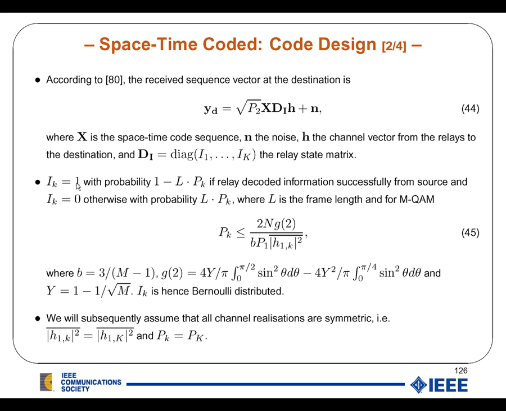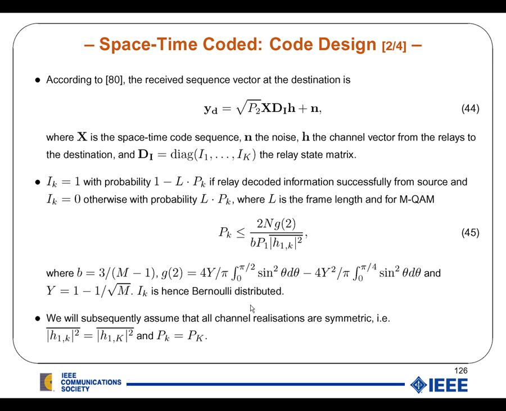And it would do that with a probability which is approximately, at high signal to noise ratio, 1 minus L multiplied by PK, where L is the length of the data frame and PK is the probability that an error occurs in the kth link, which is given right here with the variables explained down here. Now, if that has not been received correctly, with probability L multiplied by PK, then the entry IK equates to 0 in the diagonal matrix, which is the state matrix.